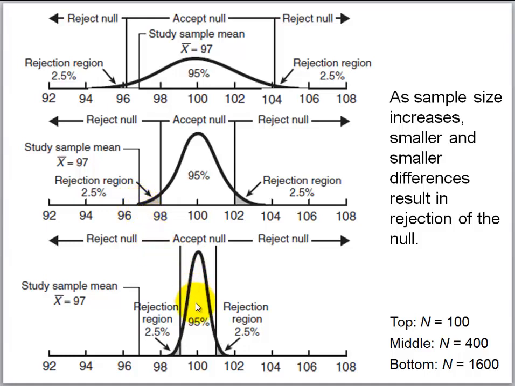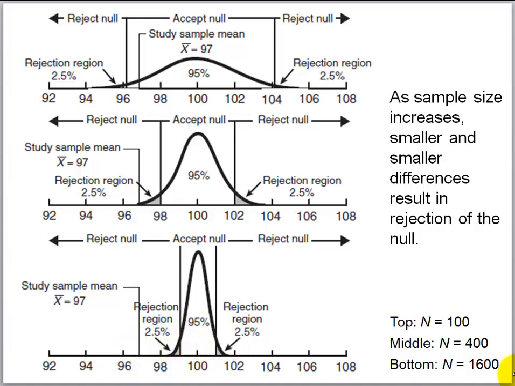And if we increase sample size still further, say to 1600, and we'll presume the same results again, now look at the location of our study sample result. It's way out in the extremes of the negative tail. So with this very large sample size, now we get a clustering of sample means very close to the value stated in the null.